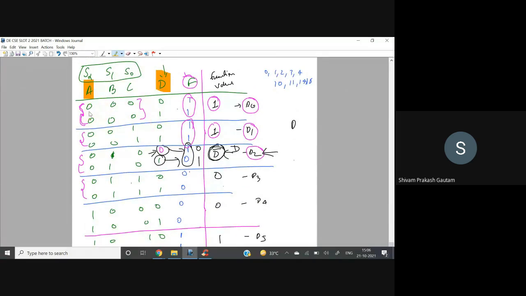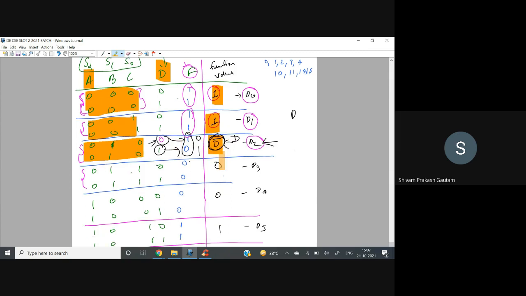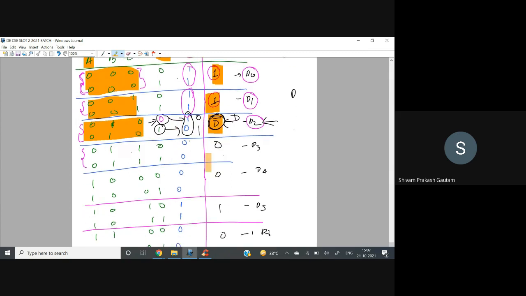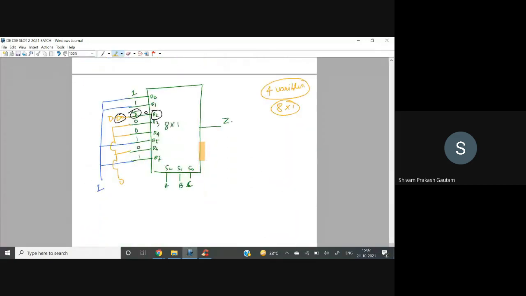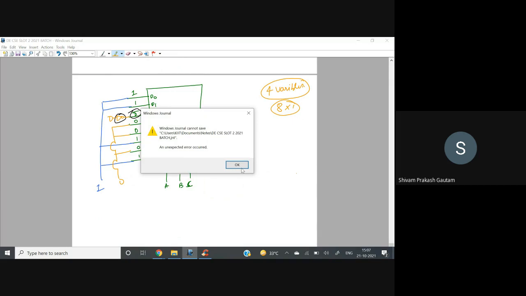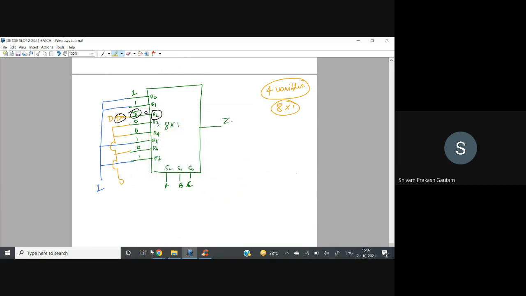You can see for the 0, 0, 0 case, that is the d0 case, our function is always 1. For the d1 case, our function is 1. For the d2 case, our function is d bar, that is, whatever input d has, it will always be inverted. For the third, that is d3, similarly, and so on and so forth. Lastly, we can implement it using an 8x1 multiplexer. So we have implemented a 4-variable logic using an 8x1 multiplexer. Now we will stop.